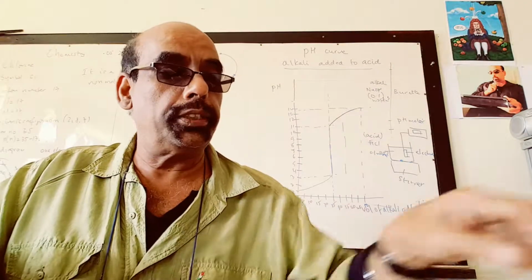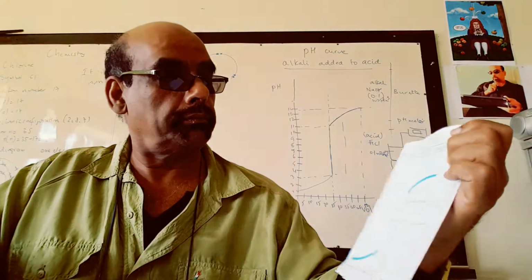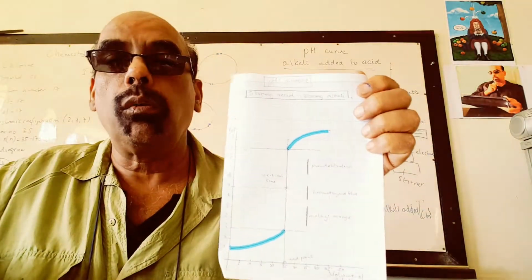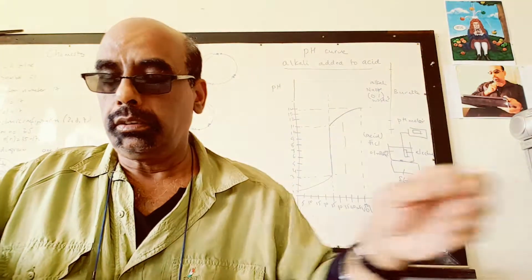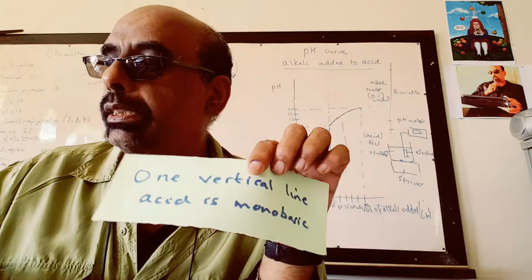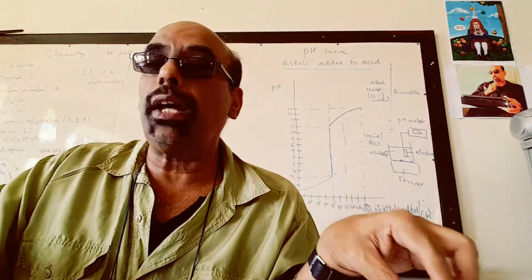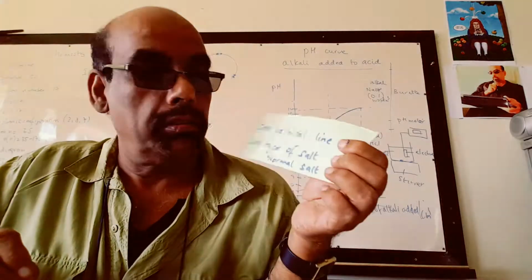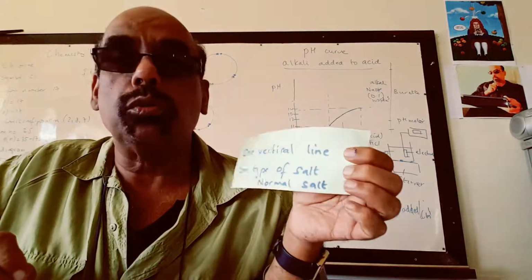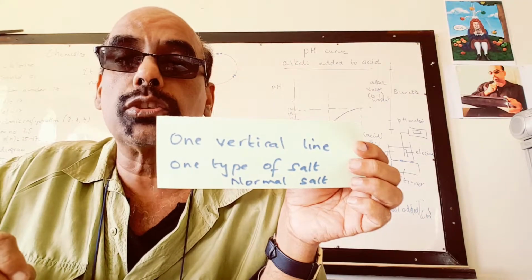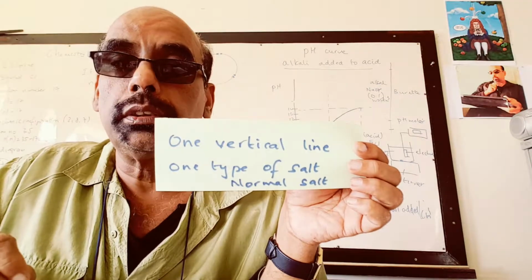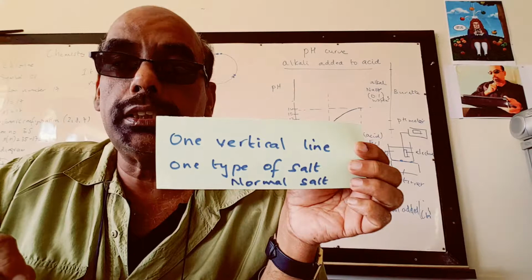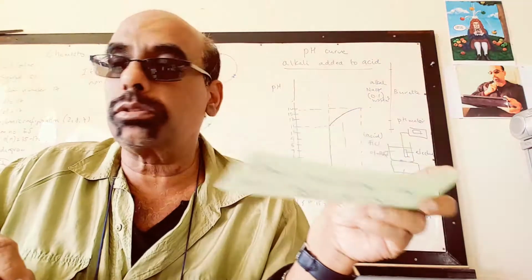If there is one vertical line, the acid is monobasic. If there is one vertical line, one type of salt is formed, and the salt could be a normal salt. That is, it is not an acidic salt, it is not a basic salt.